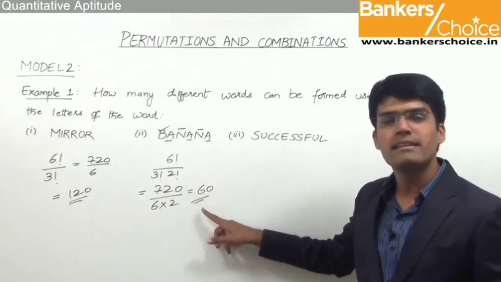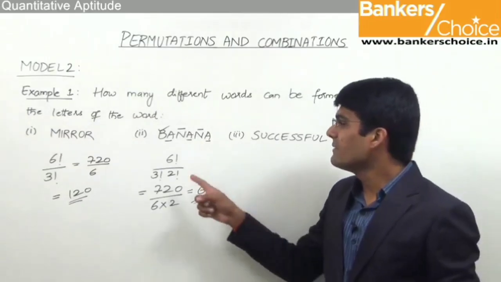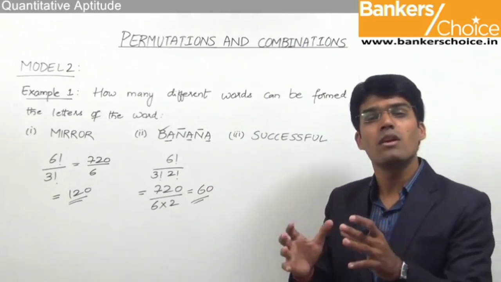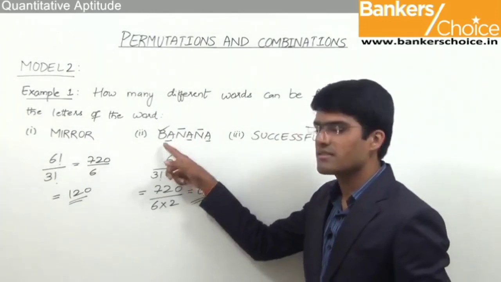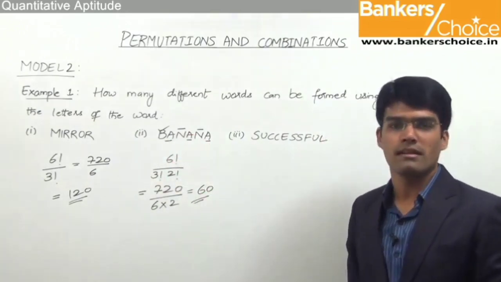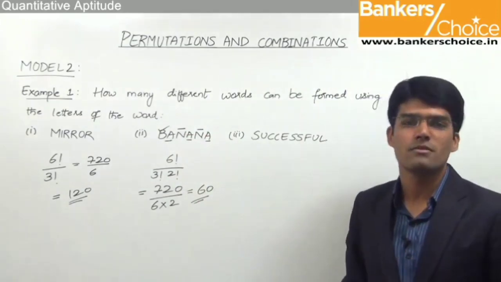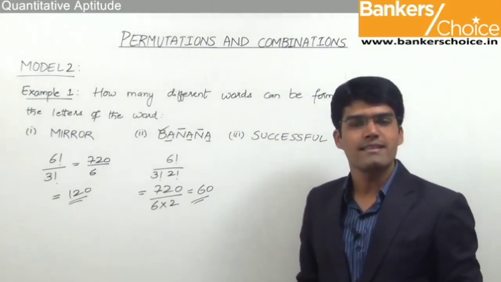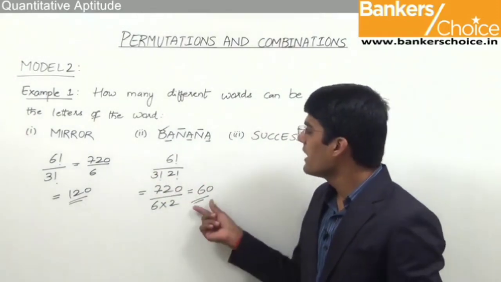The reason why we are getting a smaller number of words here is because of repetitions. The point here is, even though we have got 3 A's, when their relative positions are changed, the word that is formed comes out to be the same. For example, if 2 A's interchange their positions, the new word that is formed still remains banana. Likewise, when the N's change their positions, the new word that is formed still remains banana. So we get many cases where, though the positions of the letters are changed, the word formed remains the same.